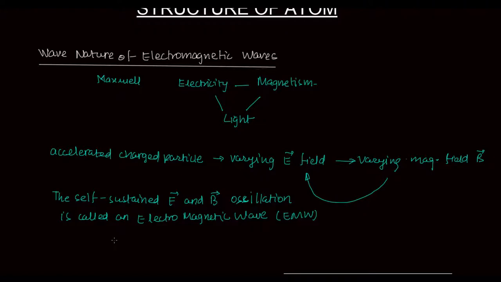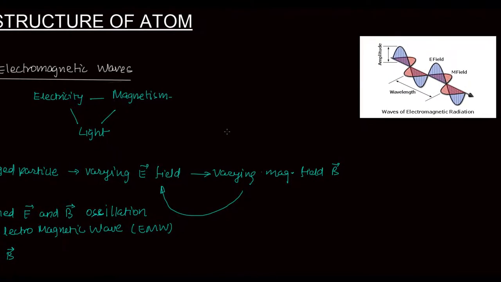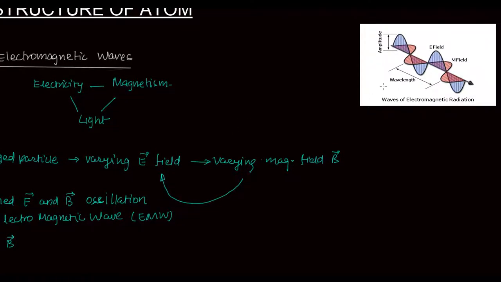Now the E and B are perpendicular to each other. So electric field waves and the magnetic field waves are perpendicular to each other. Okay? And in what manner? I'd like you to see that. So we have an electromagnetic wave here for you. This blue one that you can see here is the electric component of it. It goes like that. And perpendicular to it, the red one, you can see it is perpendicular. It's going like that.